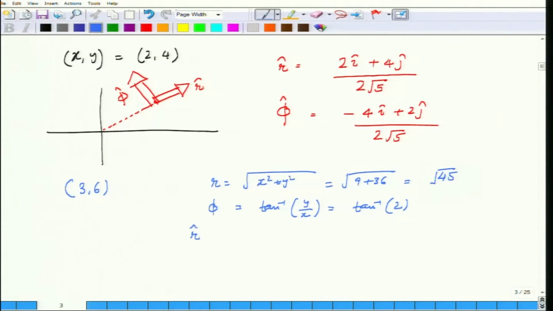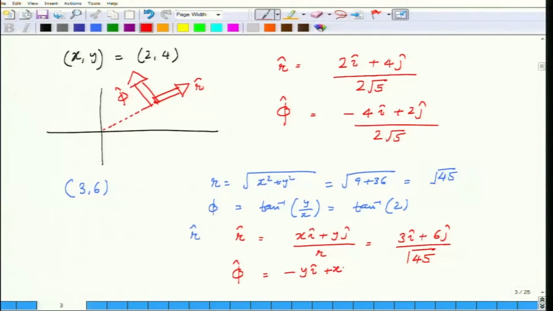R unit vector, let me write it in red, is going to be xi plus yj over r, which comes out to be, in this case, 3i plus 6j over square root of 45. And phi unit vector is going to be minus yi plus xj over r, which is equal to minus 6i plus 3j over square root of 45.